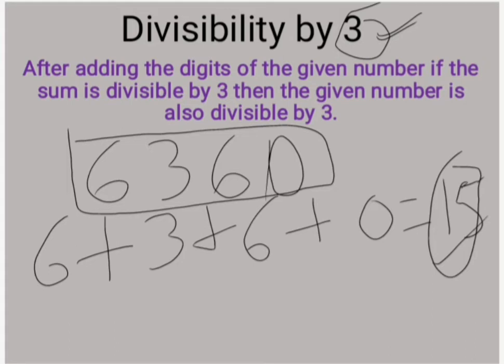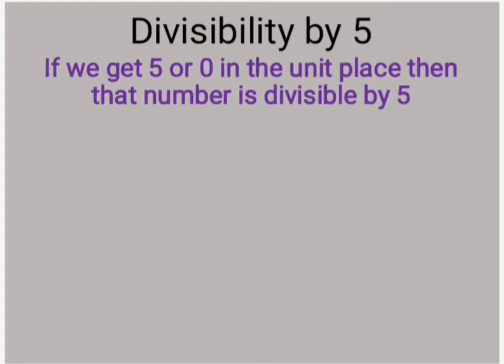Let's move on to the third divisibility rule, which is divisibility by 5. When we check the divisibility by 5, if we get 5 or 0 in the unit place, then we say that the given number is divisible by 5 without doing any division.